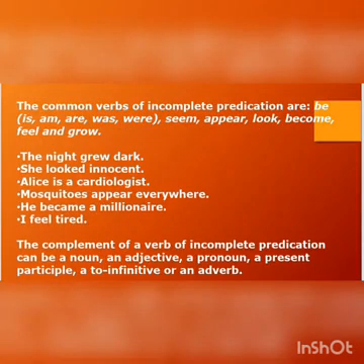The common verbs of incomplete predication are be, is, am, are, was, were, seem, appear, look, become, feel, and grow. The night grew dark. She looked innocent. Alice is a cardiologist. Mosquitoes appear everywhere. He became a millionaire. I feel tired. The complement of a verb of incomplete predication can be a noun, an adjective, a pronoun, a present participle, a to-infinitive or an adverb.